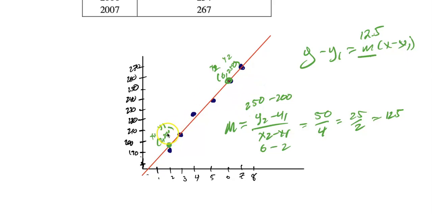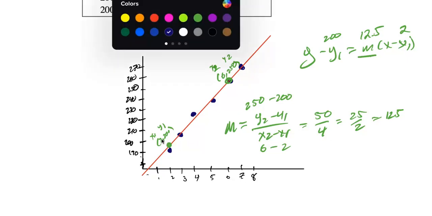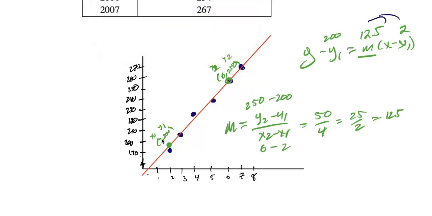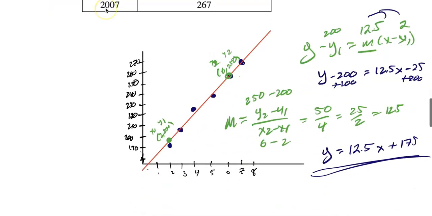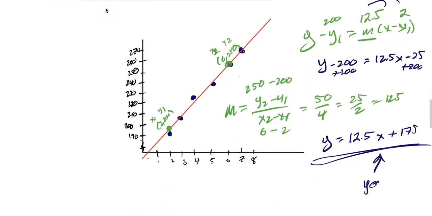And then my equation here is going to use 2 and 200, so we'll put 2 here and 200 there. And I usually want to put this in slope-intercept form, so distribute, I get y minus 200 equals, let's say 12.5x minus 25, and then plus 200, plus 200. And my line of best fit is this, y = 12.5x + 175. And again, what does that mean? Remember my x was the year, and my y is the number of employees.